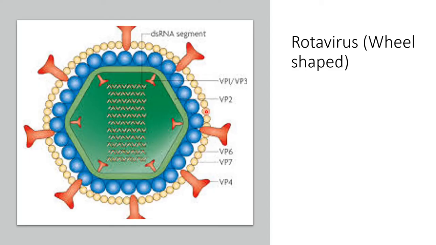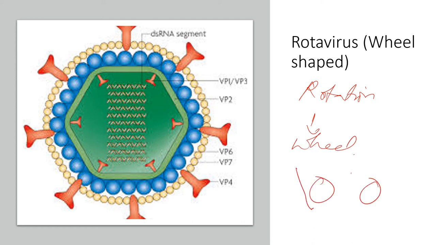Then this is rotavirus. Rotavirus is wheel shaped. See, this is wheel shaped. Rota, remember: rota, rotation. Just for remembering, rota, rotation. And rotation is related to wheel. A child rides a cycle like this, the cycle's tire, wheel shape.